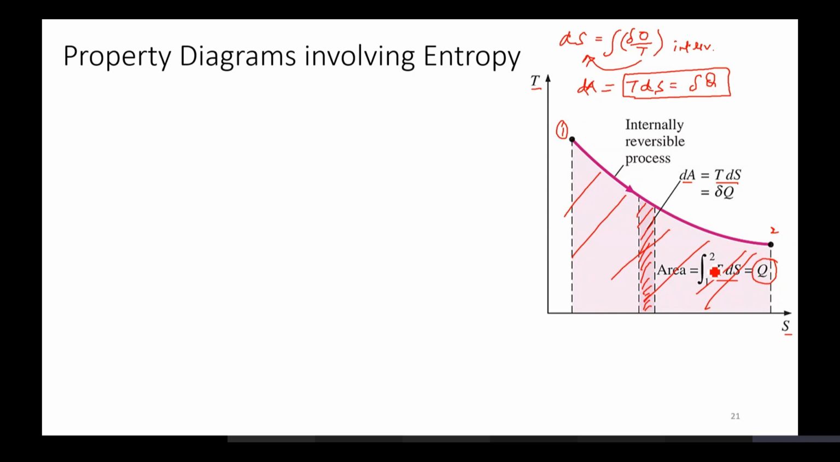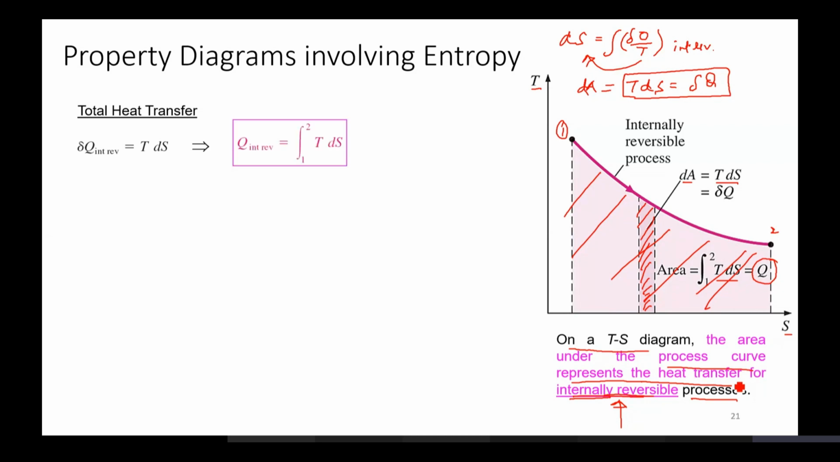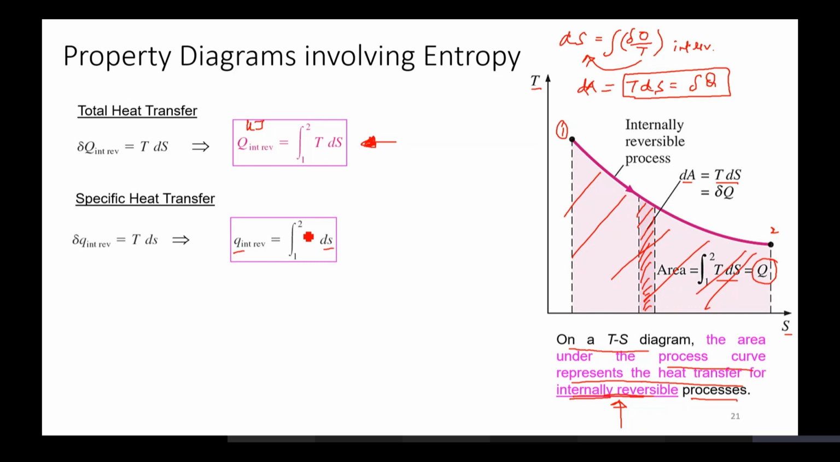So the area under a process curve on a temperature-entropy property diagram would give you the heat. On a T-S diagram, the area under the process curve represents the heat transfer for an internally reversible process. So the total heat transfer during an internally reversible process is represented by this expression. This is in kilojoules. If you have to express it per unit mass, you'll have small q and small s, which gives the per unit mass change.